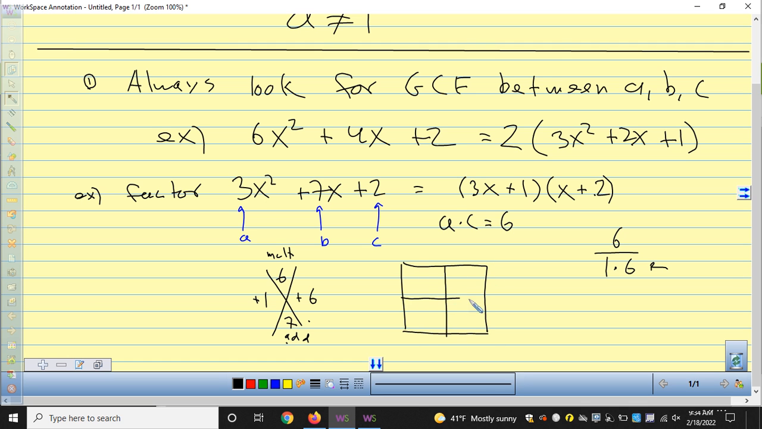And we're going to set up the box just like we did yesterday. Up here goes 3x squared. Down here goes 2. In this box goes one factor times x. And this box, the other factor, times x.